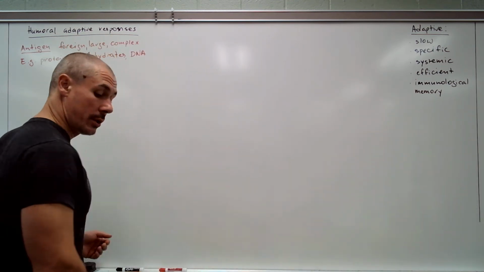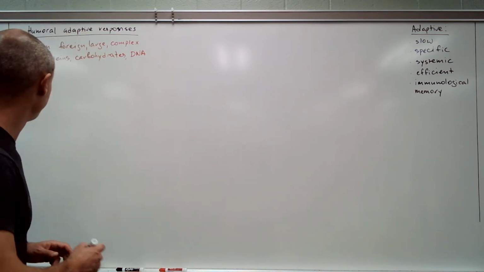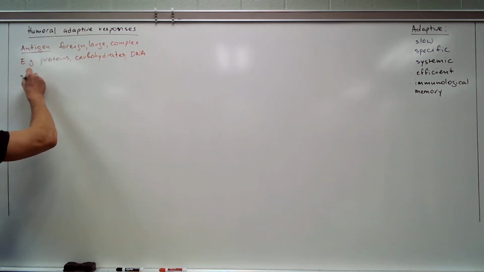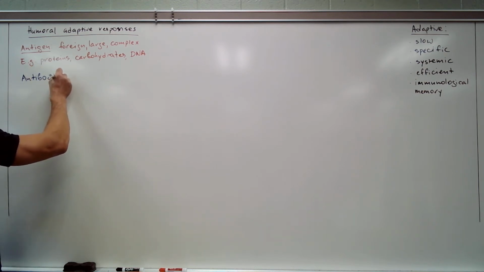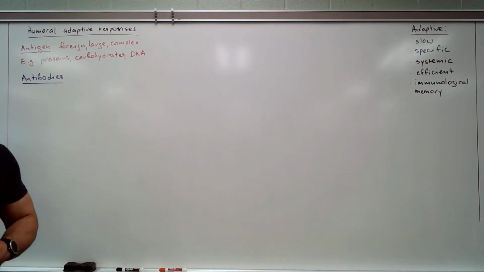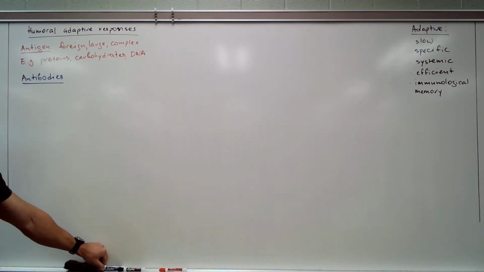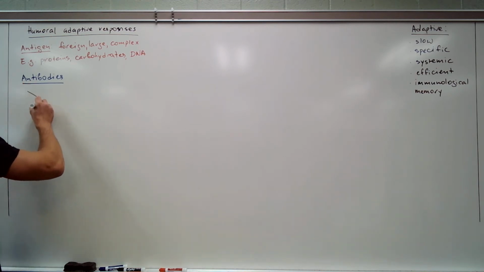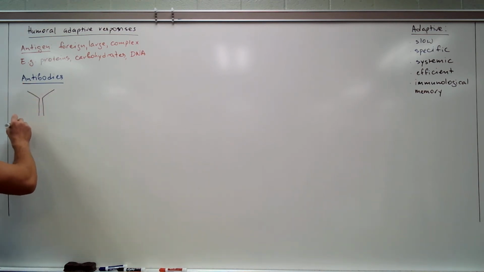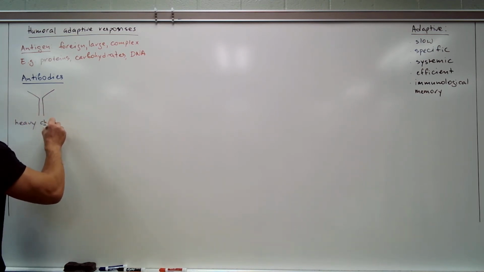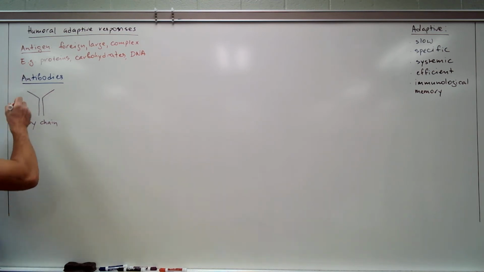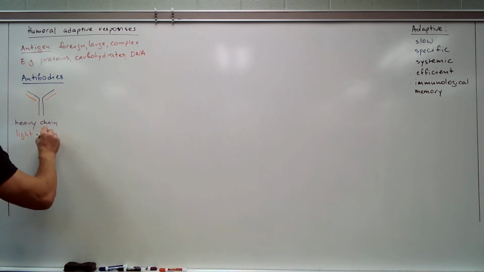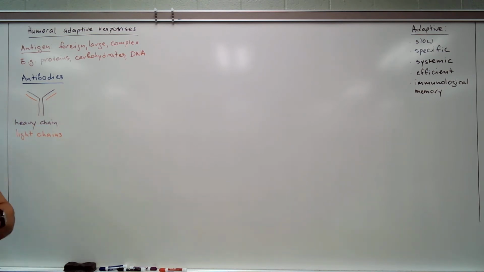Now, antigen is recognized by antibodies. So what is an antibody? Antibody is a protein, strictly a protein, which consists of two chains. So purple is the heavy chain, while red is the light chain. Chains are chemically connected to each other.